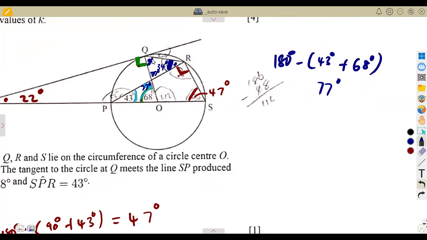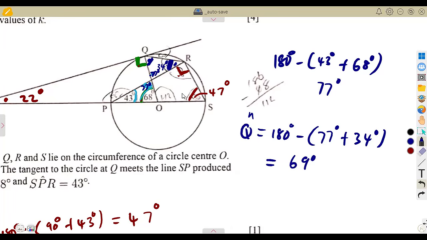So we can calculate this angle because there is already 34 degrees. So the angle Q that we want is going to be 180 degrees minus the 77 and the 34 inside of the triangle. So this was going to give us 69 degrees.